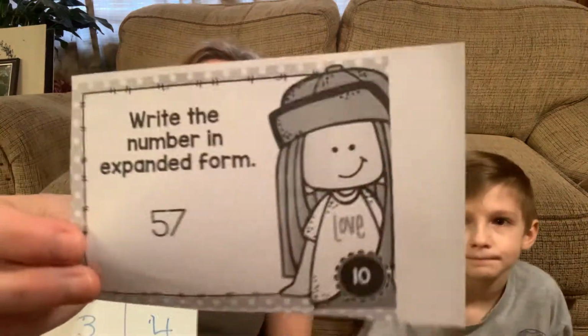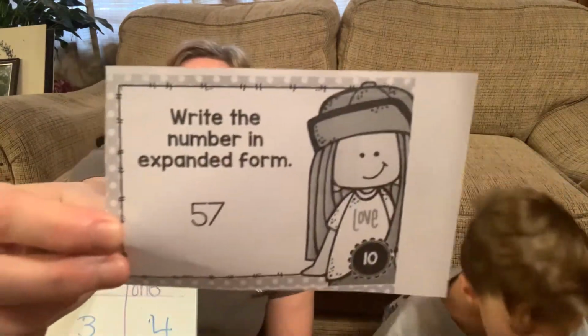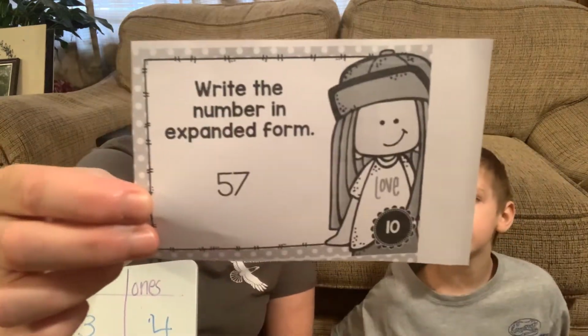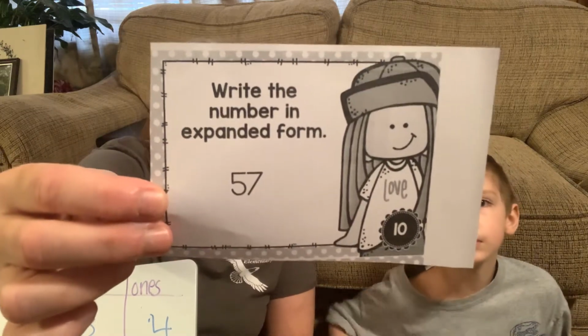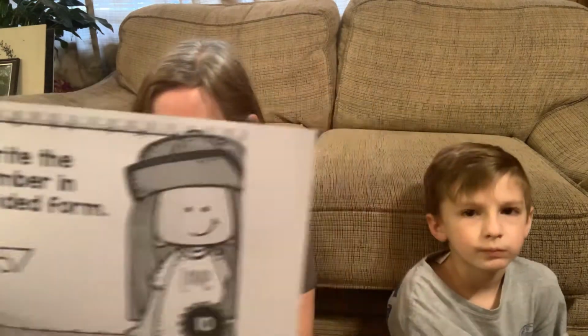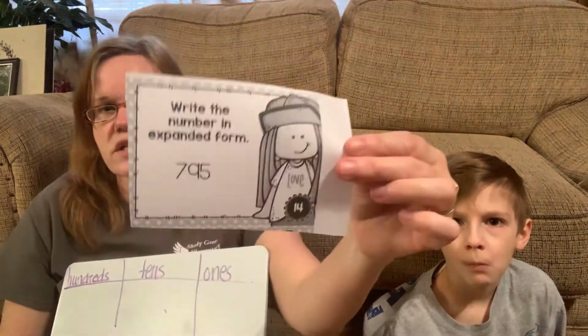All right. Now this problem's going to be for homework. I'll show it again at the end. This is going to be one for you to do on your own. To write the number in expanded form. It's number 57. I want you to write it in expanded form. I'll show you that again at the end, because now we're going to move up to 3 digits, okay? Let's write this number in expanded form.